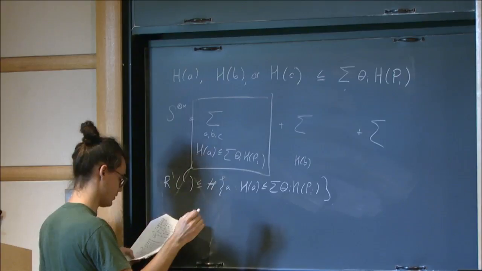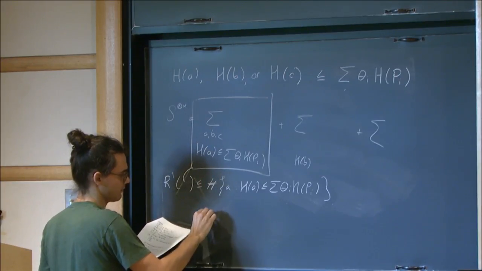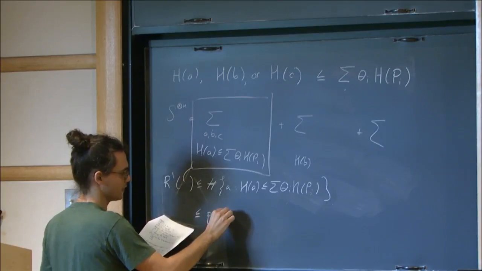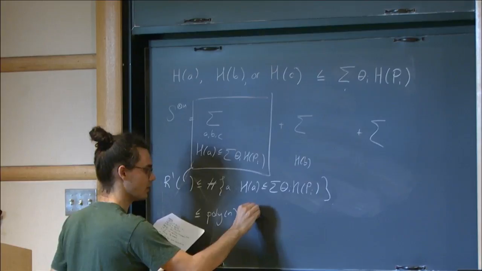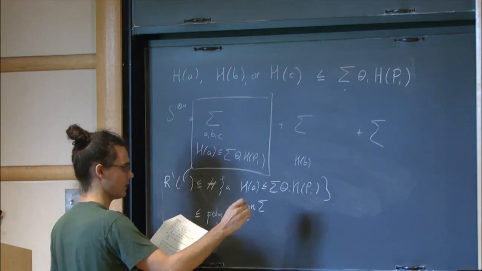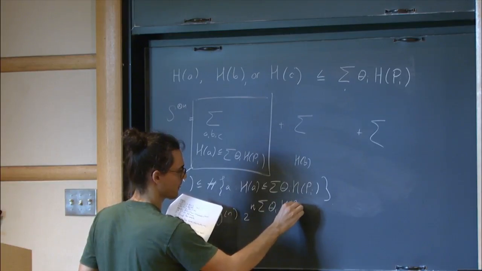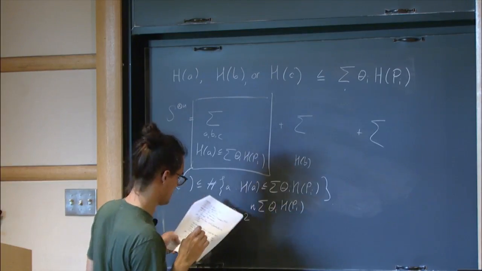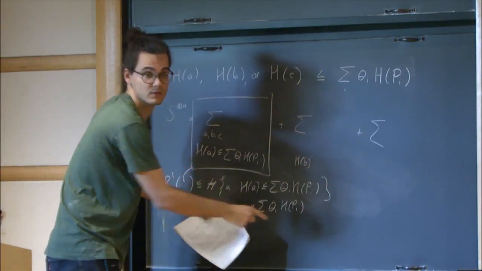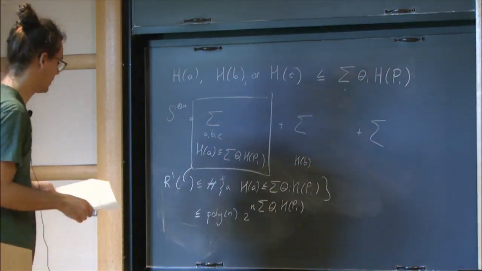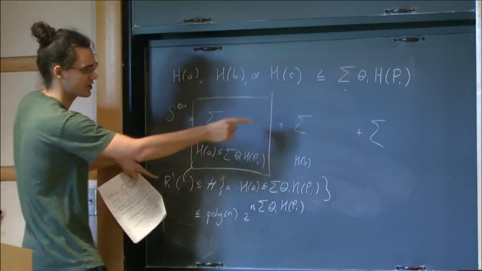If you count this, you will end up with that this is at most some polynomial in n times 2 to the power n times this weighted average. Right, and this is the support functional, or the Strassen functional. Okay, so this shows that this is like a polynomial times the Strassen functional. You do the same for the other terms.